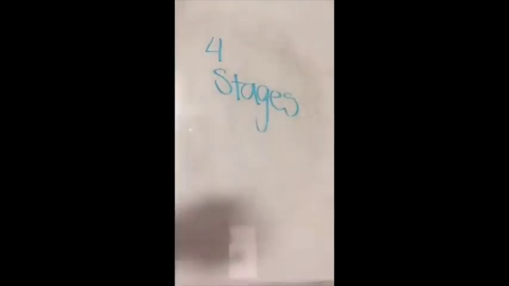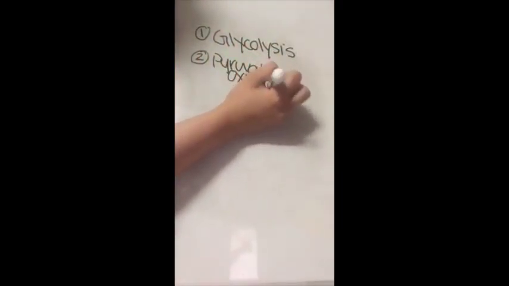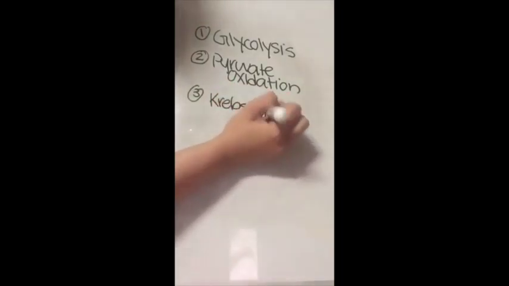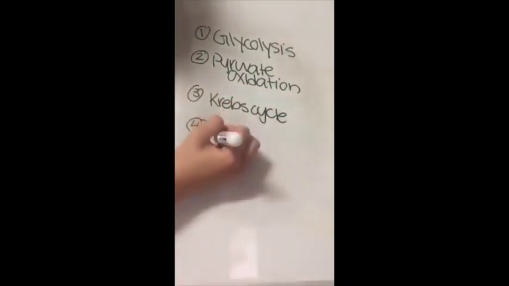There are 4 stages involved in aerobic cellular respiration. First, you start with glycolysis, then there's pyruvate oxidation, followed by the Krebs cycle, and lastly, the electron transport chain.